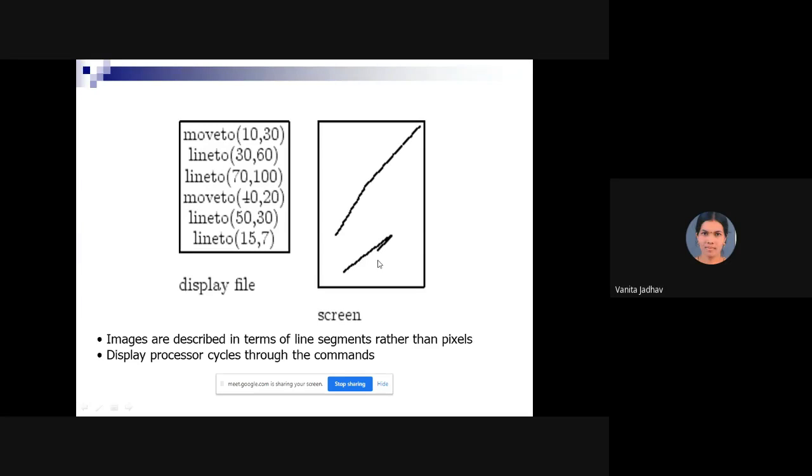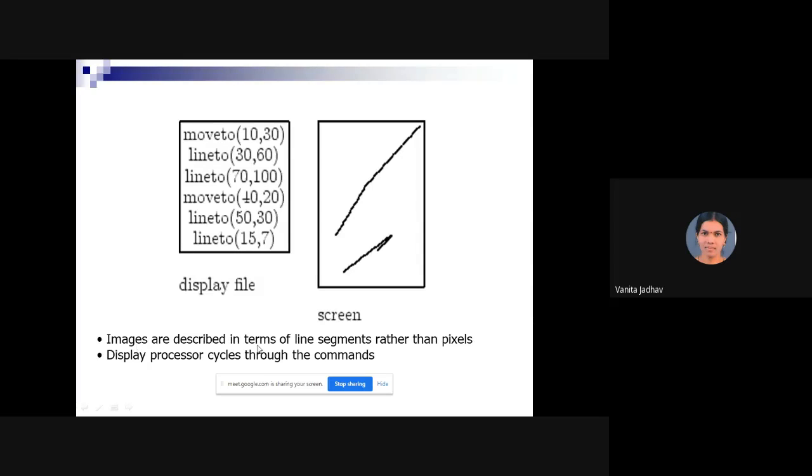4 commands will be there. First command will be move to. First move to, and after that 3 line 2. Is it right? Line 2. Good, good. Yes. These are nothing but the examples which we are taking in case of random scan display.